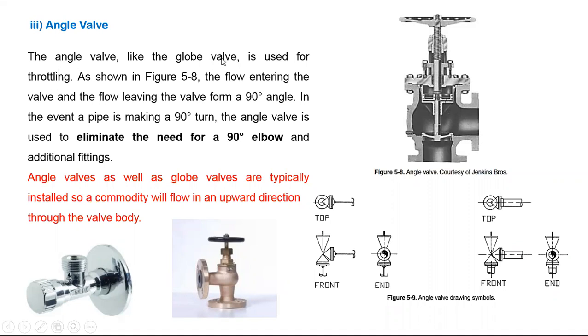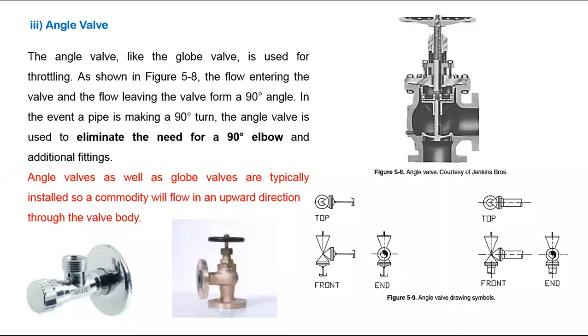The angle valve, like the globe valve, is used for throttling, as shown in figure 5.8. The flow entering the valve and the flow leaving the valve are at a 90-degree angle. In the event a pipe is making a 90-degree turn, the angle valve is used to eliminate the need for a 90-degree elbow and additional fittings. If you want to turn the pipe by 90 degrees, you can use the valve. When you need a 90-degree turn as well as a control valve, you can use an angle valve. So you can eliminate the 90-degree elbow, you can save on the elbow.